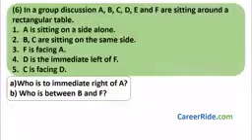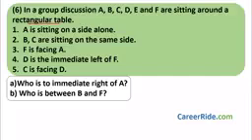In a group discussion, A, B, C, D, E and F are sitting around a rectangular table. A is sitting on a side alone. B, C are sitting on the same side. F is facing A. D is the immediate left of F. C is facing D. Again, over here they have not mentioned whether the people are facing inwards, outwards. So, what to do? Let's see.